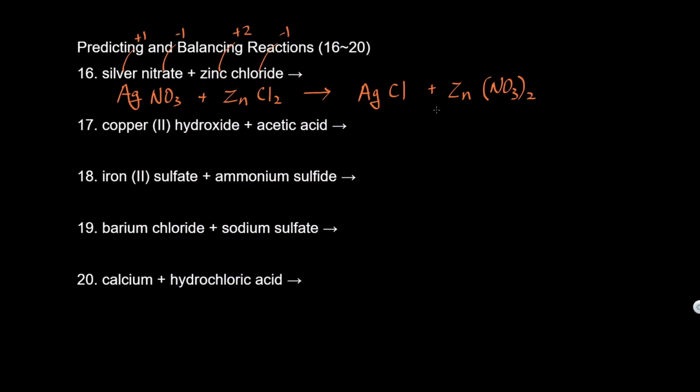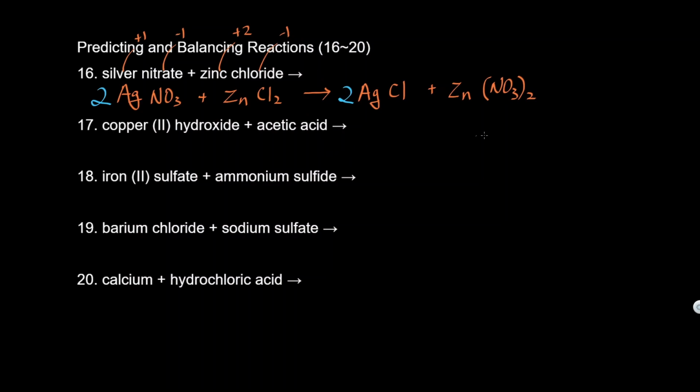We need to balance. So Ag, we got 1 each. But then when you look at nitrate as one thing, you only have 1 nitrate right there, but you got 2 of them. So I'm going to put 2 in front of AgNO3, silver nitrate. That will make two silver atoms here. So we need to put 2 over here, and that should do it. Okay, so that's how you do number 16.